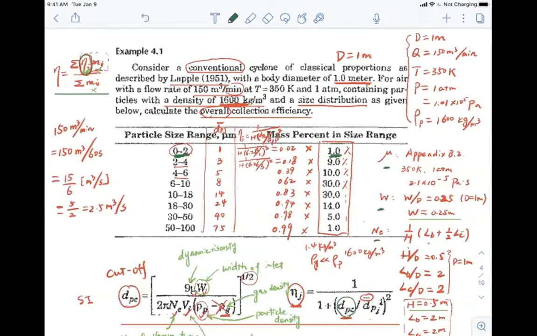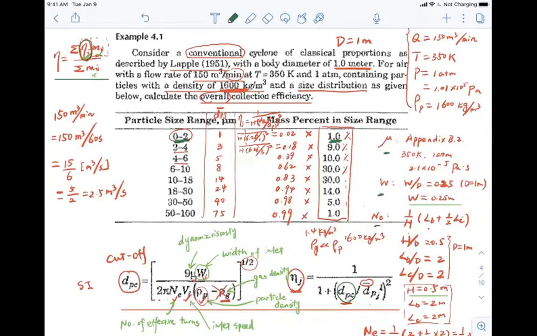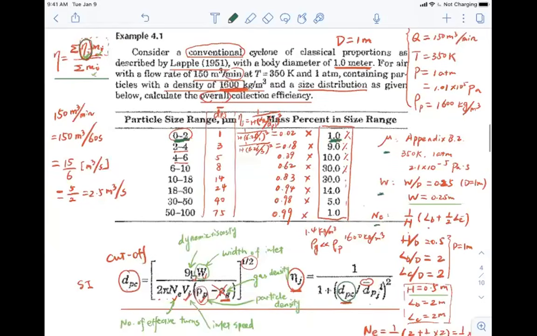So I think many of you probably already know that we need to use the semi-log plot, right? But the thing is that the semi-log plot is plotting the particle size against the cumulative mass fraction, but this is only giving us the mass percent in that size range. So how do we get the cumulative mass fraction? We just need to add them together, right? For example, the cumulative mass fraction until 10 micrometer, that's just going to be the summation of all of these percentage from 0 to 10 micrometer, right?